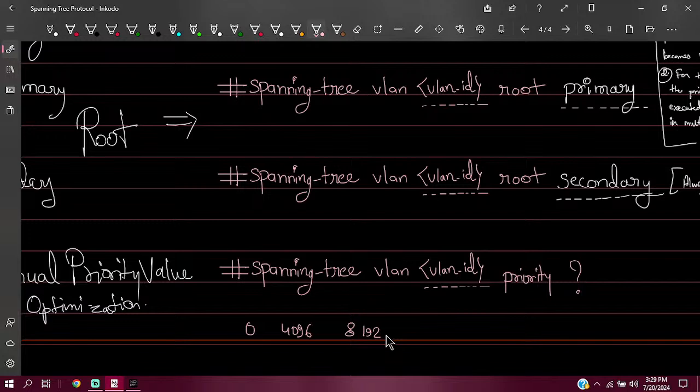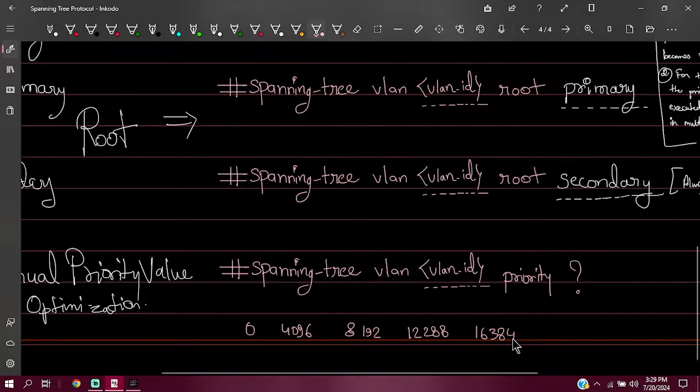Running tree, then number 1, priority command. Yeah, after 8192 it is 12288. Yes. Then it will be 16384, 20480, 24576, 28672. We saw both the primary and secondary root priorities.